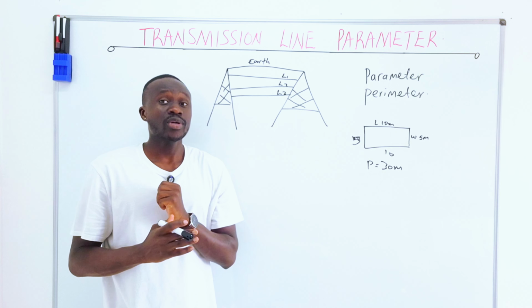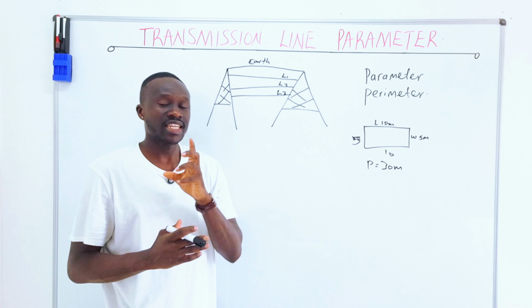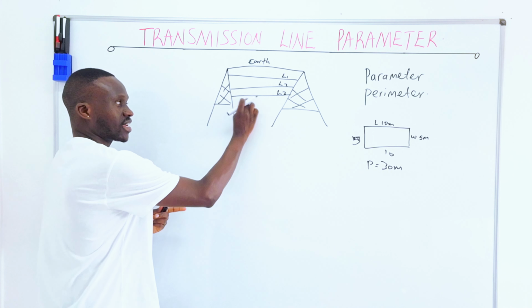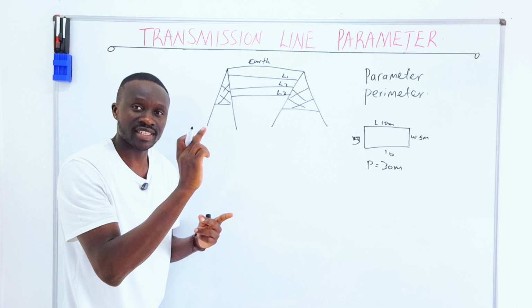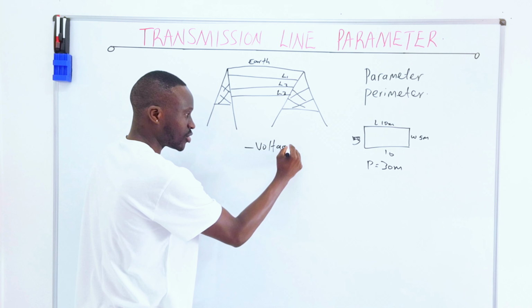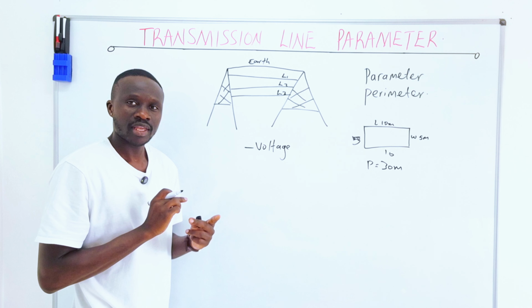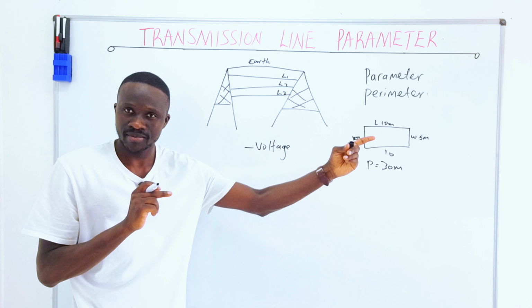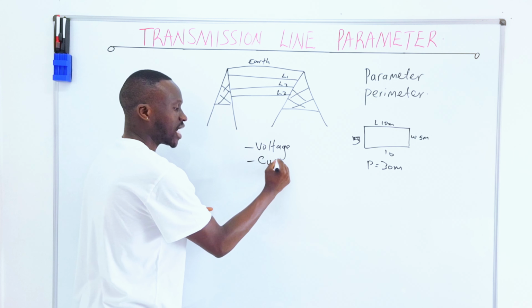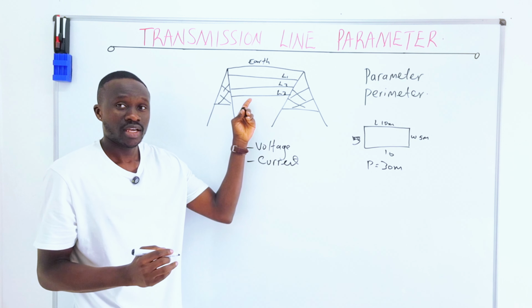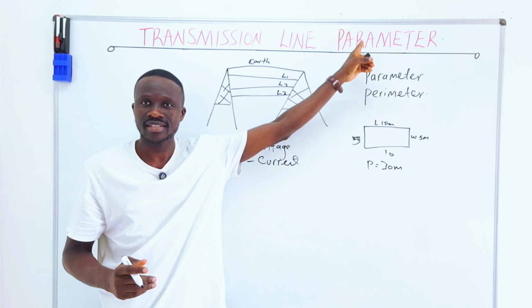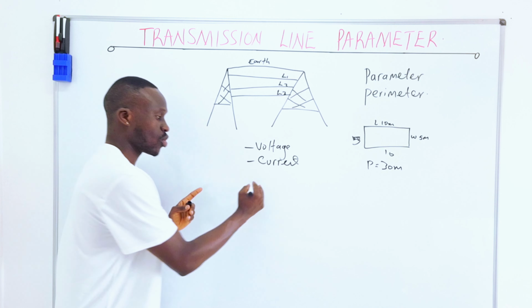We are going to call them parameters. These are the characteristics which affect the voltage. These wires have electrical characteristics which affect the voltage passing through these cables. They also affect the current. Those characteristics inside these conductors, the transmission line parameters, also affect the power.